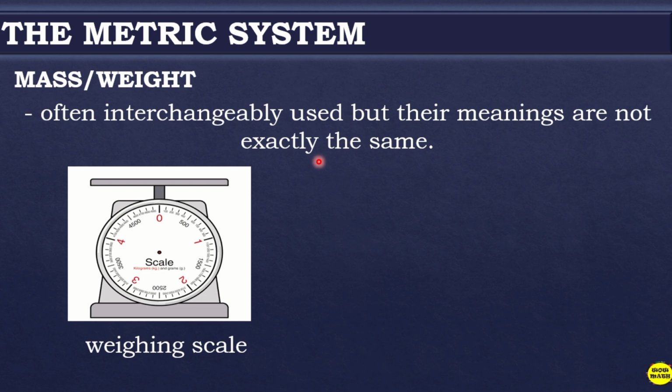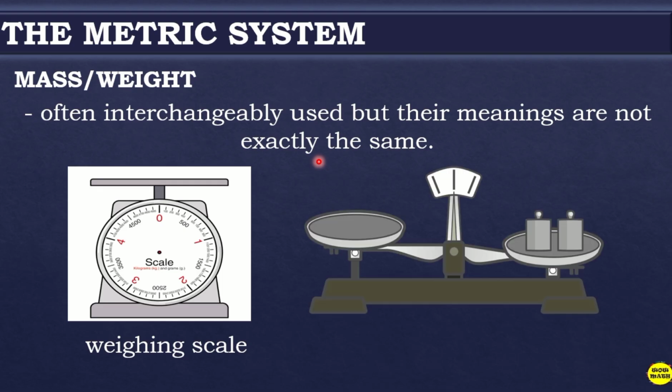Okay? That's why we are using the weighing scale, or sometimes ito, bihira. Pero ito kasi alam ko ginagamit siya sa mas magagaan. So, ito po yung balance. Okay? Kapag mas lighter yung ating object, balance po ang ginagamit natin.